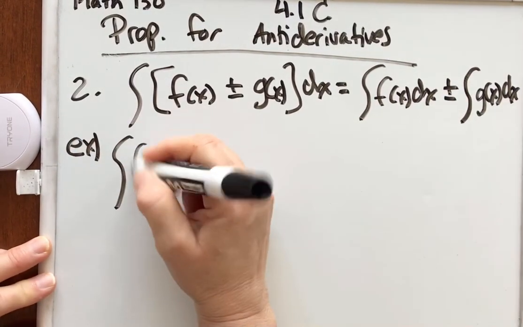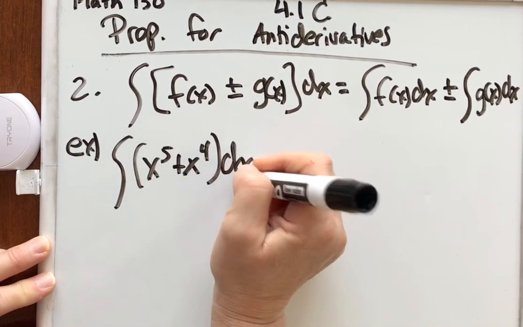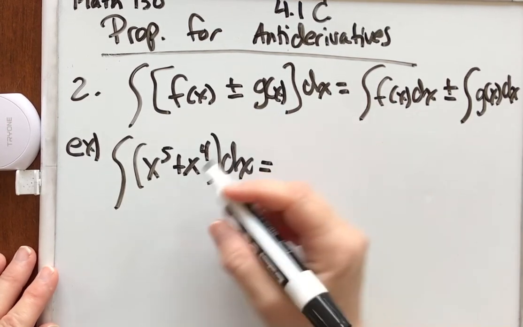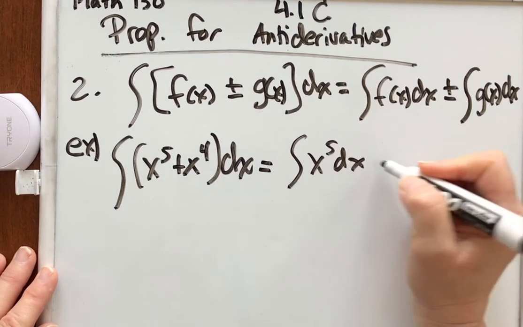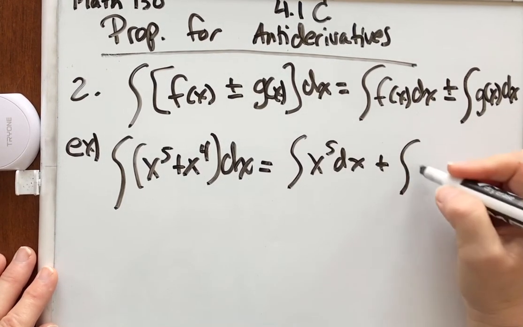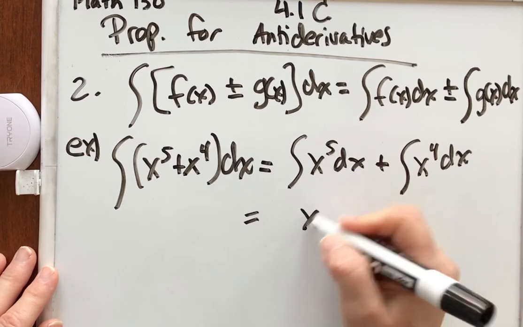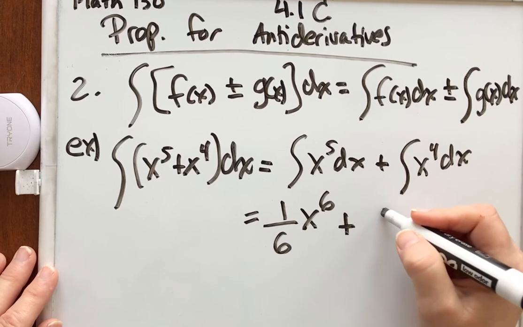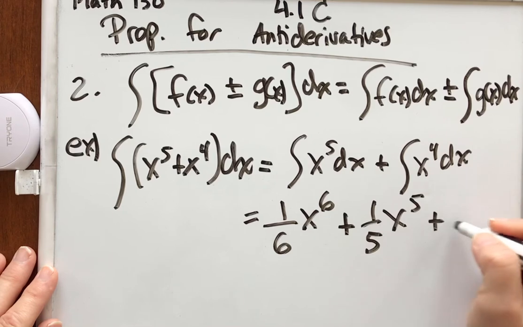We're going to integrate x to the 5th plus x to the 4th dx. According to this property, we can go ahead and split them. This is a plus sign. So we're going to integrate x to the 5th dx plus the integral of x to the 4th dx. Now let's continue on this problem. We're going to add 1 to 5, and we're going to divide by that same number. We're going to add 1 to 4 and divide by that same number. And then we have our plus c.